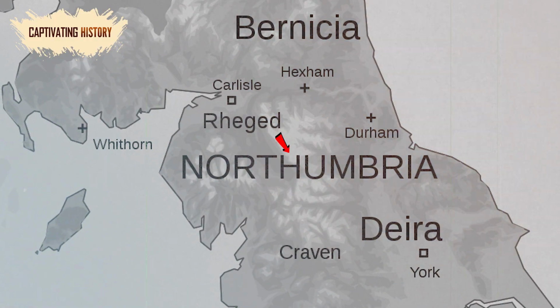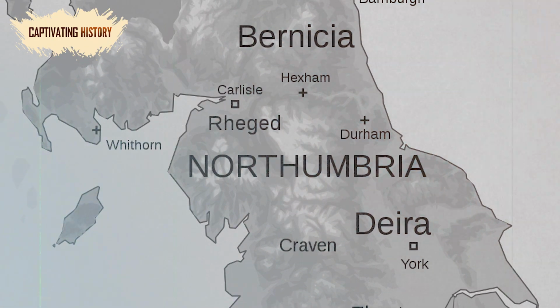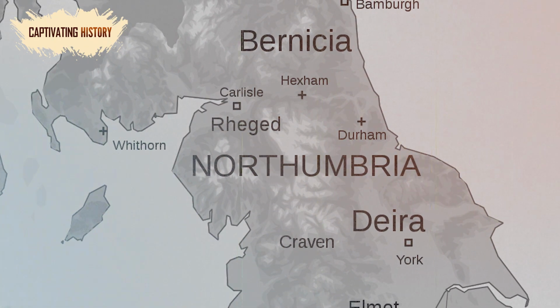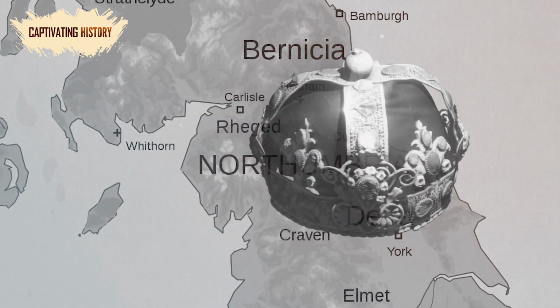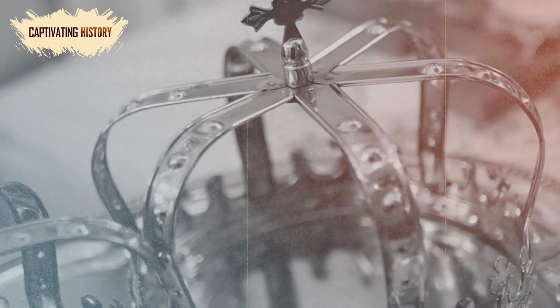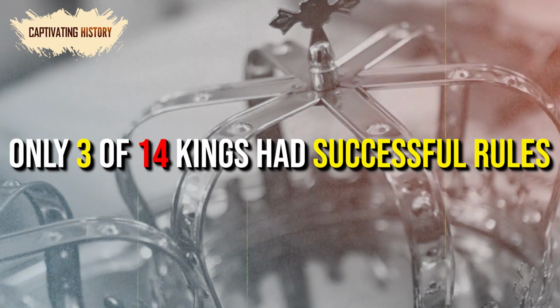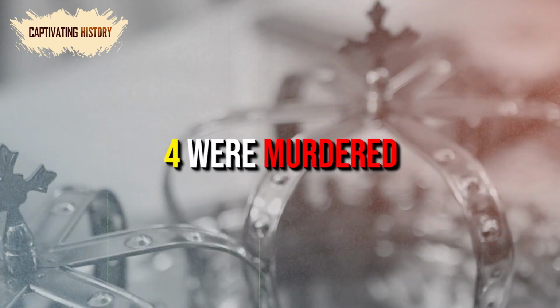The Anglo Kingdom of Northumbria dominated the north of England and was formed after two smaller kingdoms, Bernicia and Deira, united in 604. After initial success, Northumbria proved to be a volatile place to rule. During the 8th century, only 3 of 14 kings had successful rules. As for the others, 2 chose to abdicate and become monks, 6 were overthrown, and 4 were murdered.